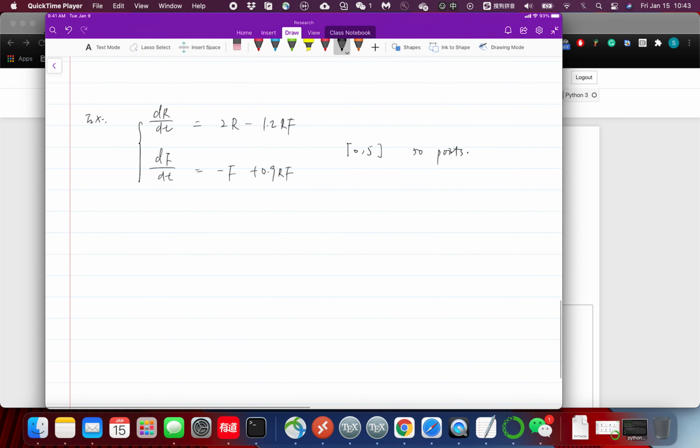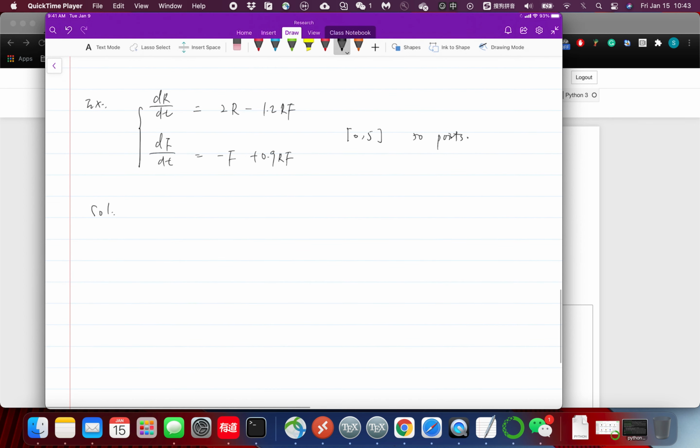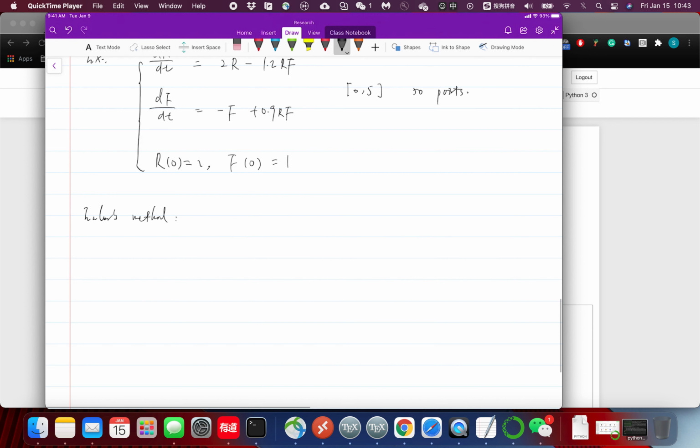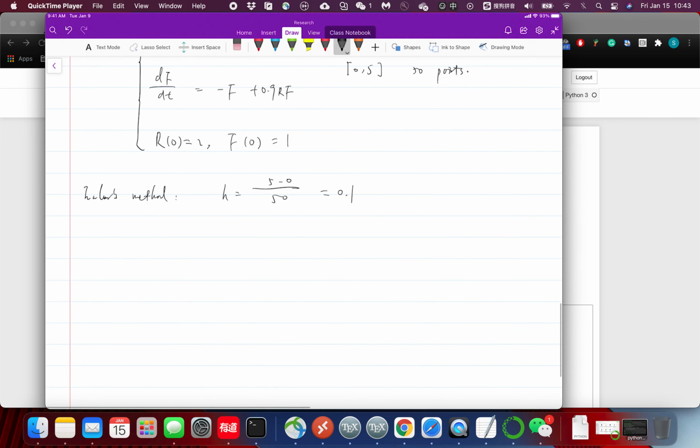Okay. So if you want to set up Euler's method, not to mention, we start with r0 equals 2 and the fox at 0 equals 1. Then to set up Euler's method, you first take h. You want 50 points from 0 to 5. Then each step is going to be 0.1.